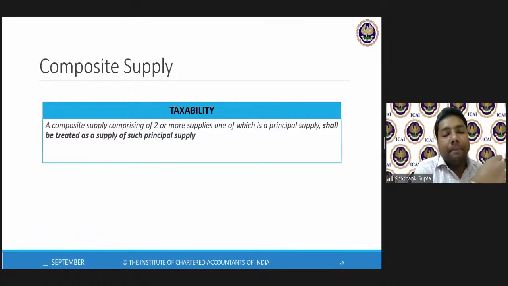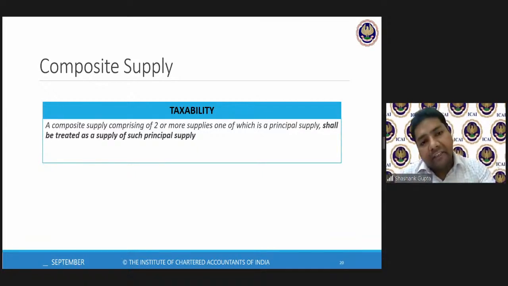Now, taxability, as I already told you: a composite supply comprising 2 or more supplies, one of which is a principal supply, shall be treated as a supply of such principal supply.